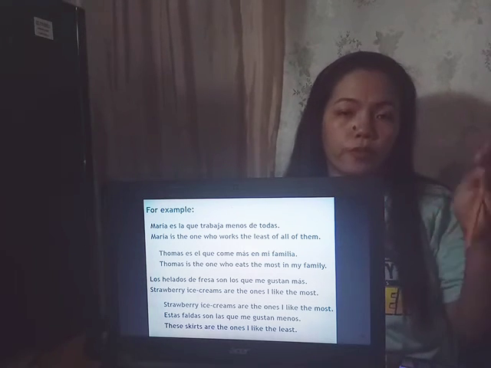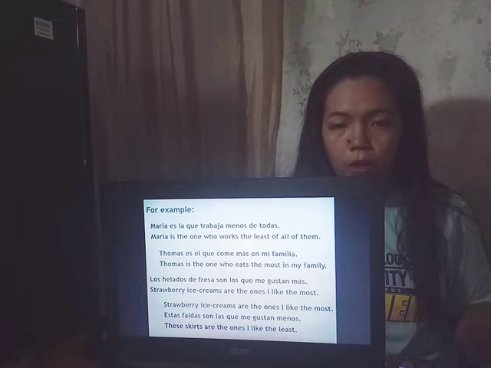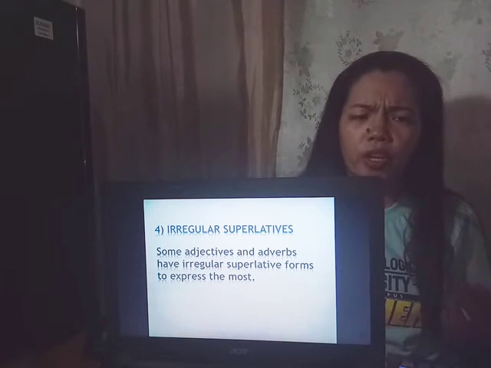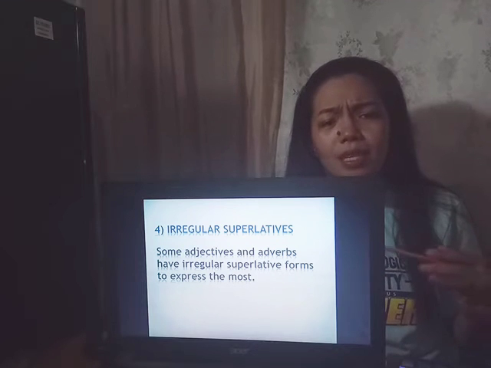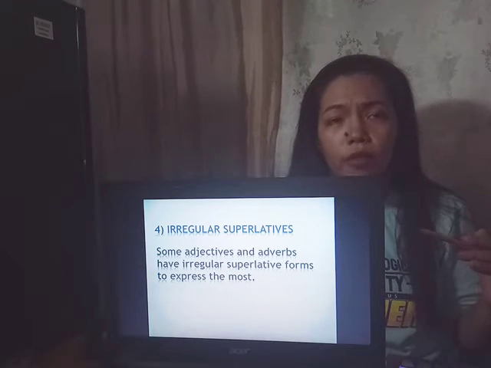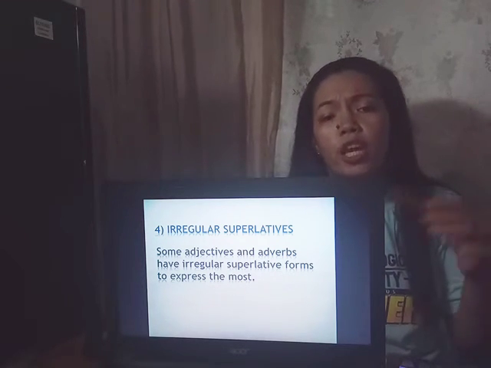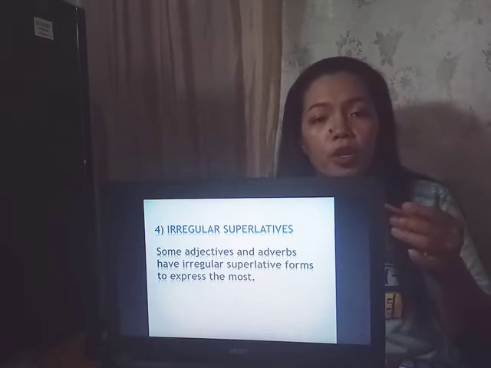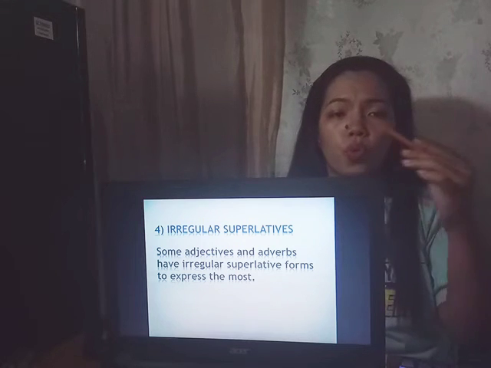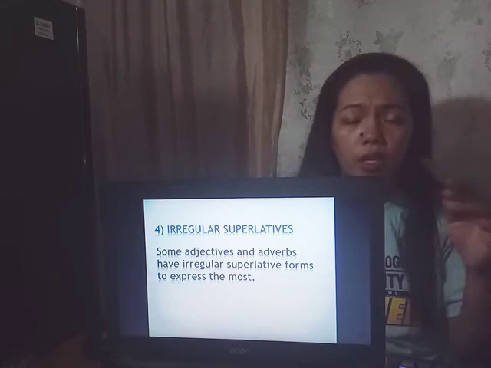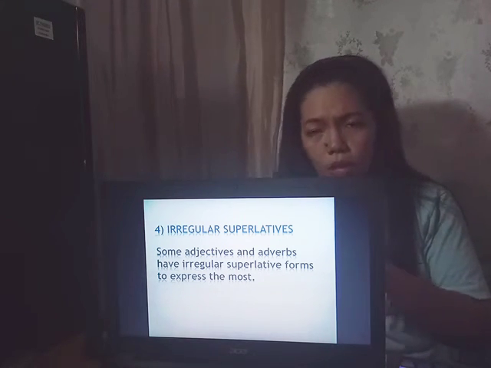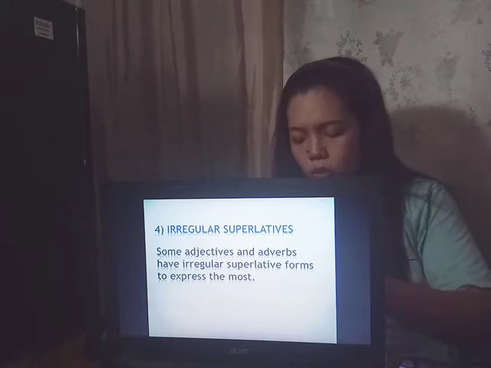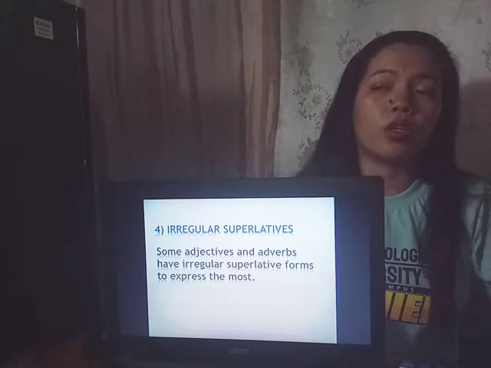Now let's move on to the fourth part. The fourth part here is the irregular superlative. So what are irregular? That means the adjective will change. For example, good becomes better and best. So good, better, best, those are irregular adjectives. In comparative, better, but in superlative, best. So this you have to consider also.